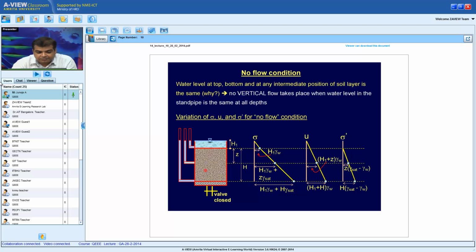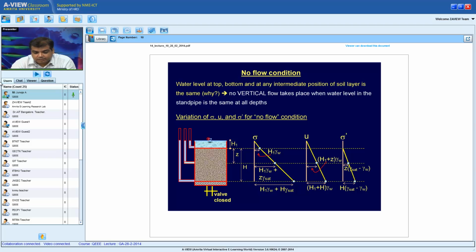In the first figure, we say that there is a water level at the top of the soil, and if I insert standpipes, remember we said standpipes are just vertical tubes inserted at different depths to measure the water level. The standpipe inserted at the topmost position and the bottommost position, or even in between, anywhere I insert, they all will have the same water level as exists in the container or the tank.